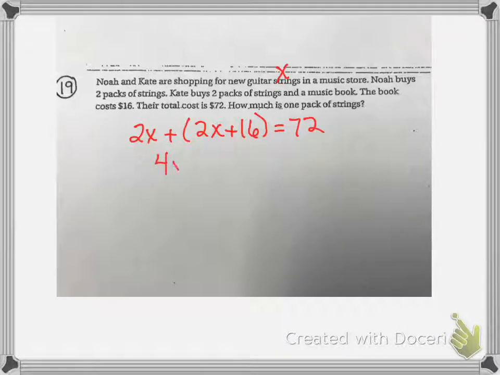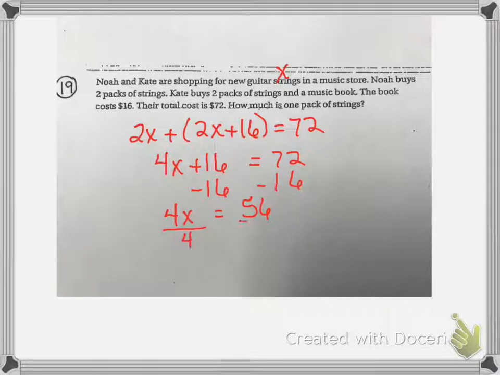So they buy a total of 4 packs of strings plus pay $16 for the book to get $72. So we're going to subtract 16. So 4 packs of strings is equal to $56. Divide that by 4 packs of strings, and each pack of strings is worth $14.